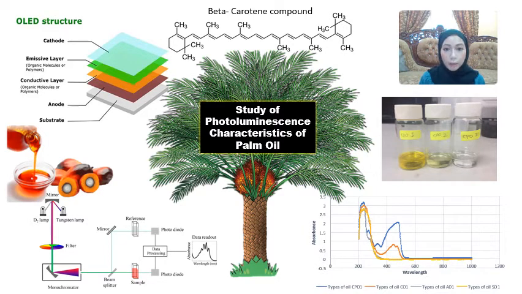So in my experiment, I can see that beta-carotene has a characteristic that can support my hypothesis that beta-carotene can be used as the organic molecule in the emissive layer. Thus, we can replace the usage of the rare earth element in the LED.